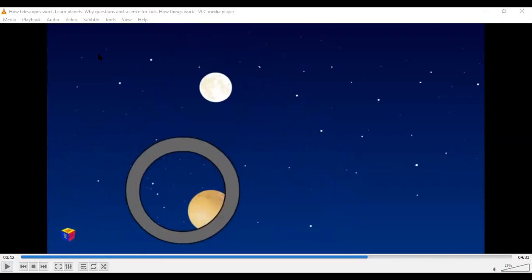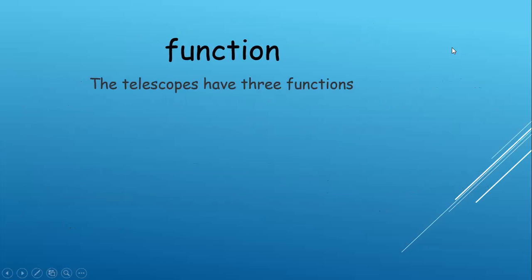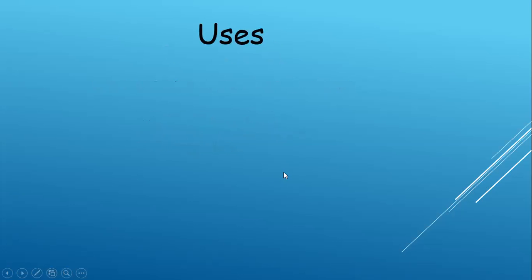Okay, now we are going to move on to the functions of the telescope. There are three functions of the telescope. It collects more light, it resolves close objects, and it also magnifies. Resolving close objects means that whenever two stars are very close and we are unable to see them separately, the resolving power of the telescope helps us separate those objects, and we are able to see them separately. Resolving power is more important than magnifying power in the telescope.